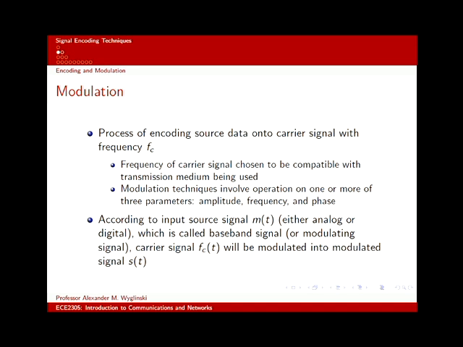We usually refer to the input source signal as M of T, the message signal. That's why we use M. The message signal, M of T, can either be analog or digital. We usually refer to that as the baseband signal, or modulating signal. Then the carrier signal, FC of T, will be modulated onto a modulated signal, S of T. So S of T is the output of the modulation process. We have M of T, we do our magic, and we get S of T, and that's what's communicated across the transmission medium.